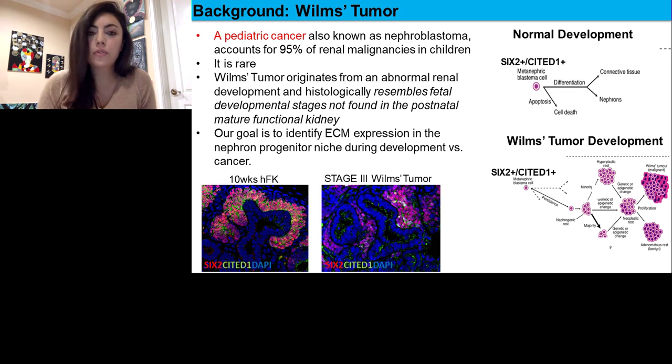So our goal was to characterize the extracellular matrix within normal developing nephron progenitors and Wilms tumor nephron progenitors that also express SIX2 and CITED1. And here's an immunofluorescence staining of a 10-week human fetal kidney showing the expression of SIX2 and CITED1 found in their proper location in the cap mesenchyme, while on the right, we have a stage 3 Wilms tumor of a 6-month-old patient. And we could see, again, the deposition of this progenitor population that should not be present.